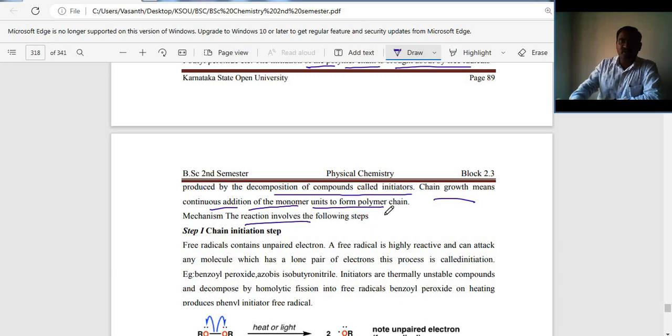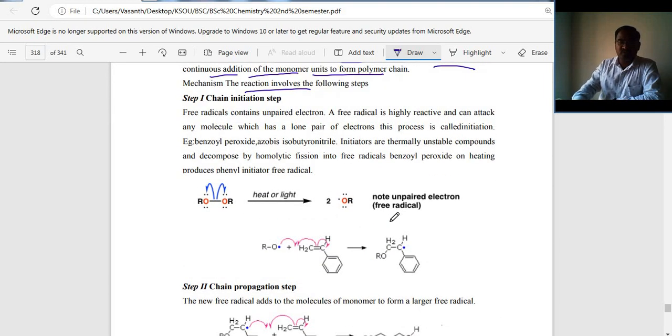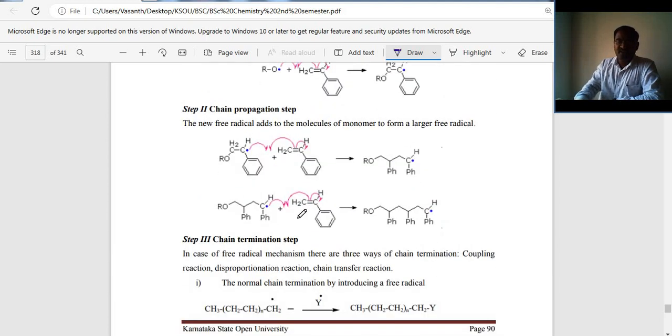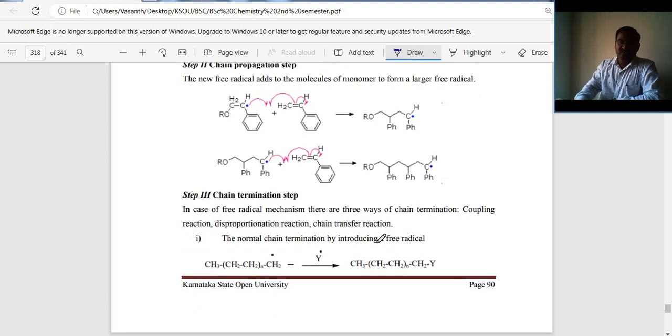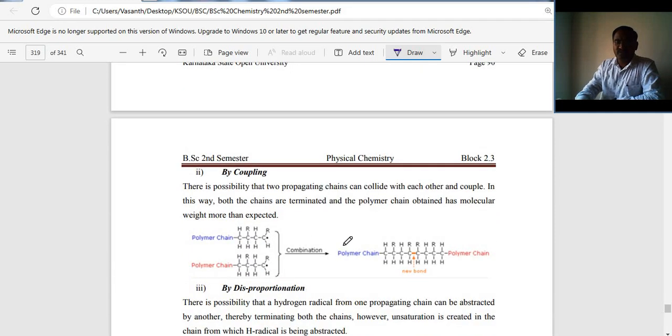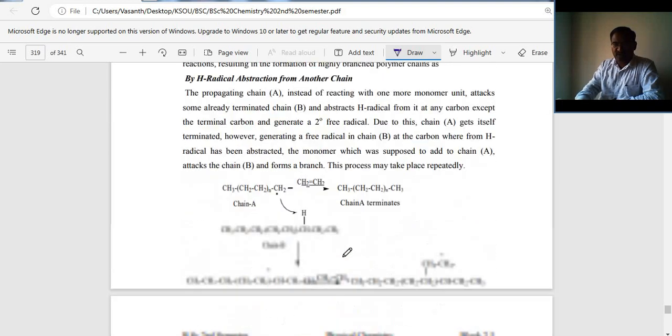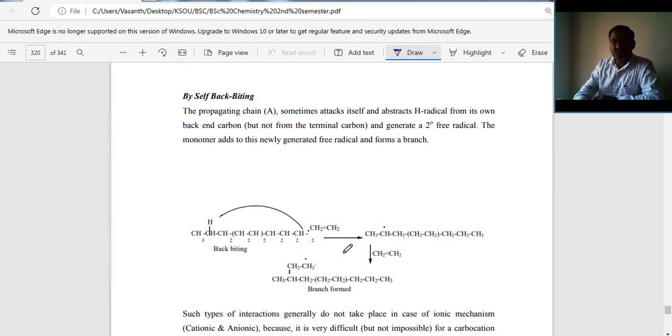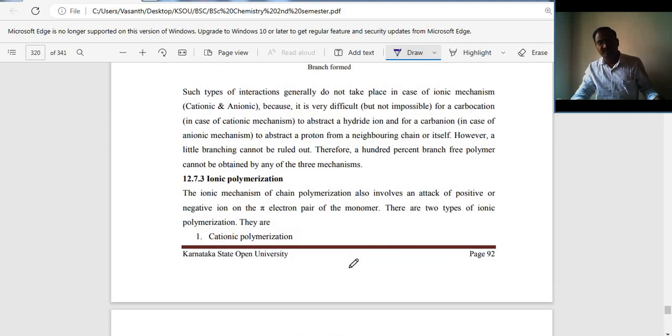The mechanism of these reactions involves one chain initiation step, which is the breaking of this bond symmetrically. In chain propagation, there is attacking. In the chain termination step, there is formation of the polymers.